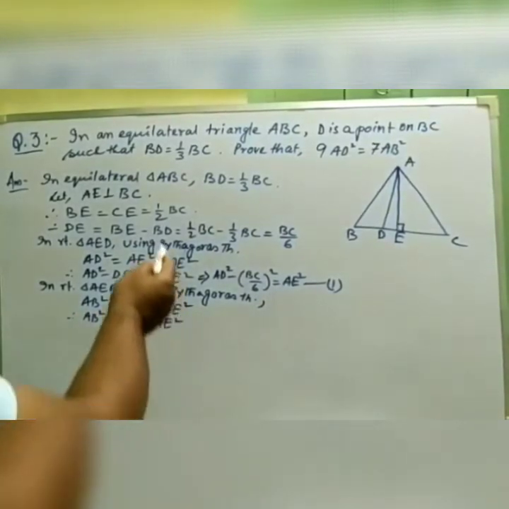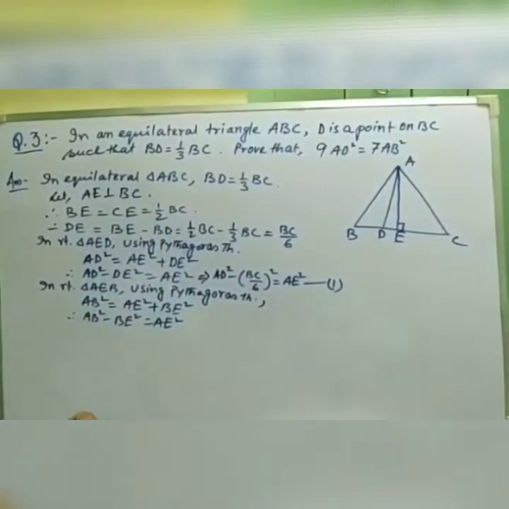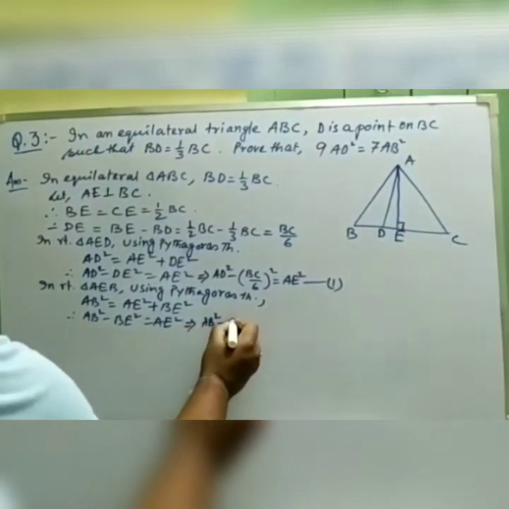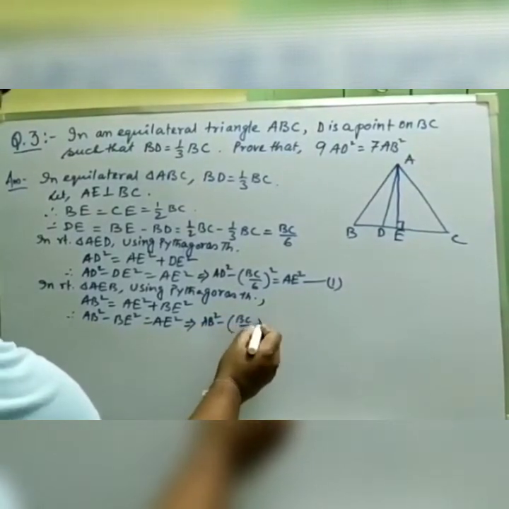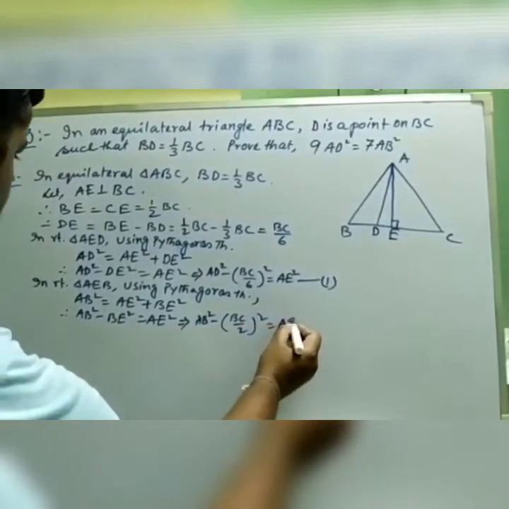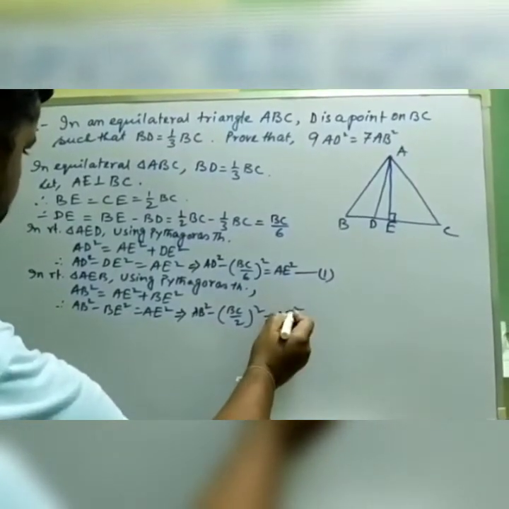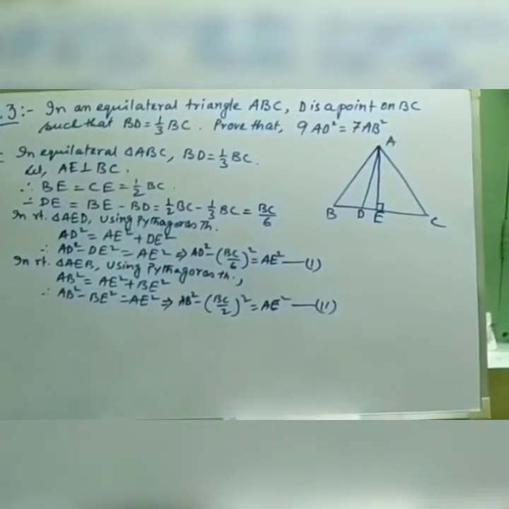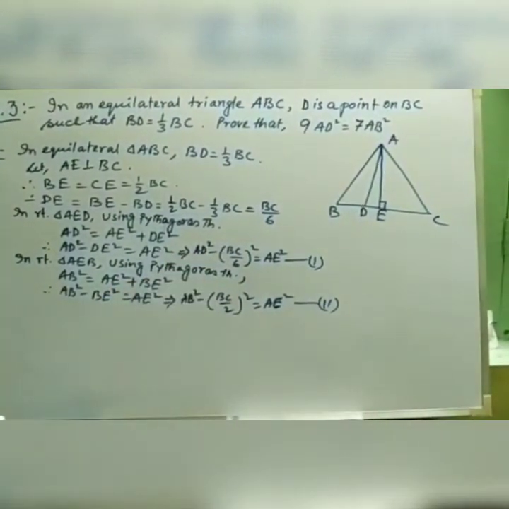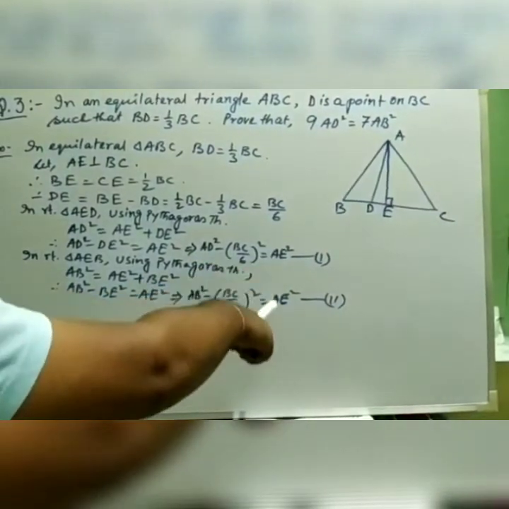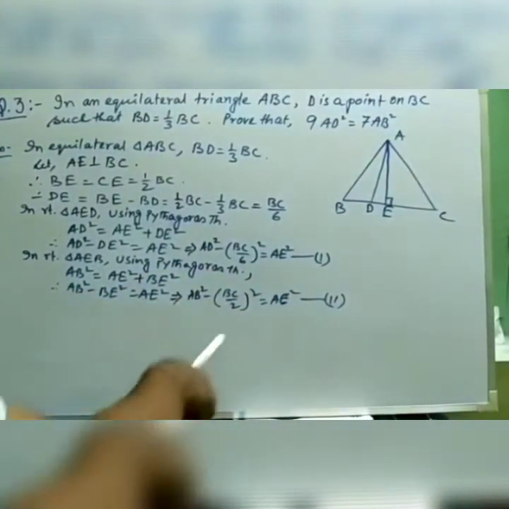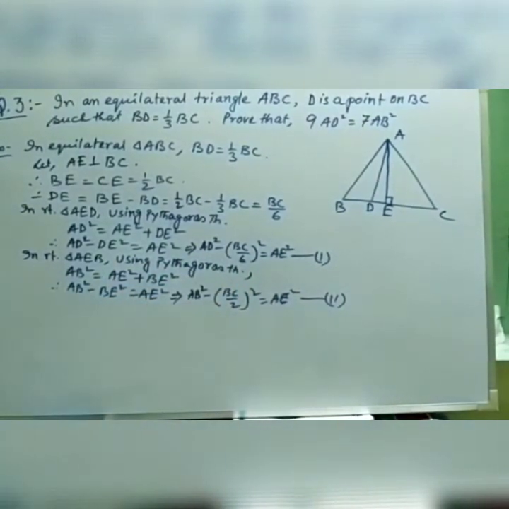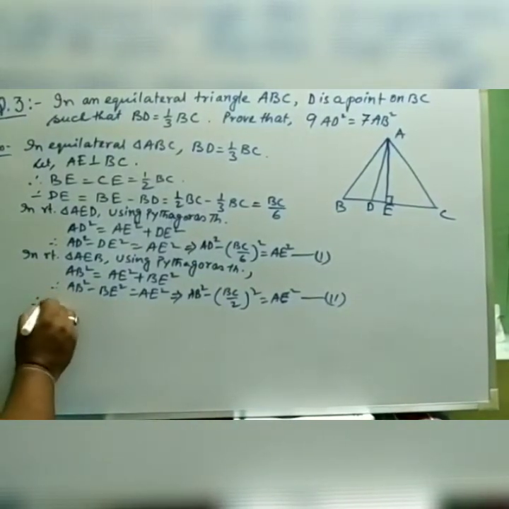Now we have the value of BE. BE is, you can see, half of BC. So we put that value here, and we get AB square minus (BC by 2) whole square equals AE square. That is condition 2. So we got two conditions, and in both conditions you can see the RHS is the same, AE square. So as the RHS are the same, the left sides will be equal. So that we are writing from 1 and 2.